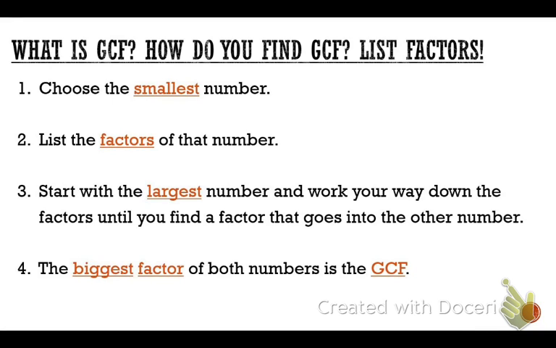The first thing you're always going to do is find the smallest number, list the factors of that number, then we'll start with the largest number and work our way down the factors until we can find a factor that goes into the other number. And finally, the biggest factor of both those numbers is going to be the GCF. Now, that sounds confusing, so I'm going to show you a couple examples of how we're going to use these different steps to help us.